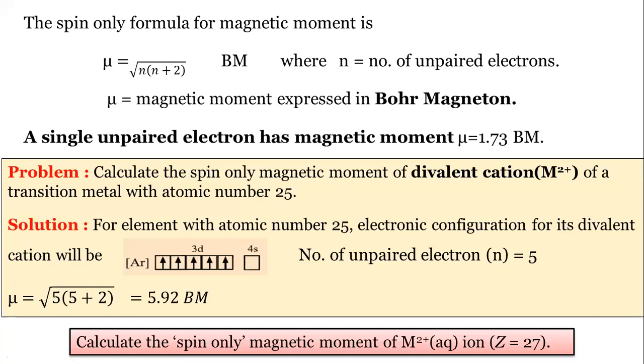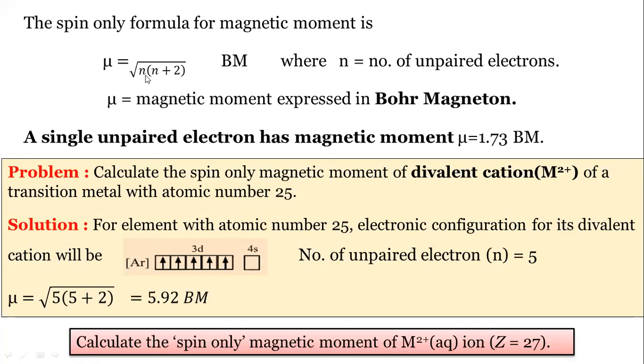So this magnetic moment is denoted by the symbol mu. The formula is mu equals under root n into bracket n plus 2, and the unit is BM, Bohr magneton. This is the unit of magnetic moment. So the magnetic moment depends upon the number of unpaired electrons. Remember, this n indicates the number of unpaired electrons.